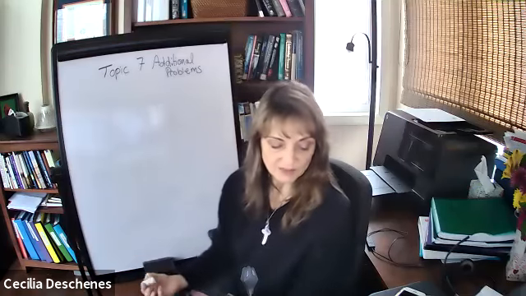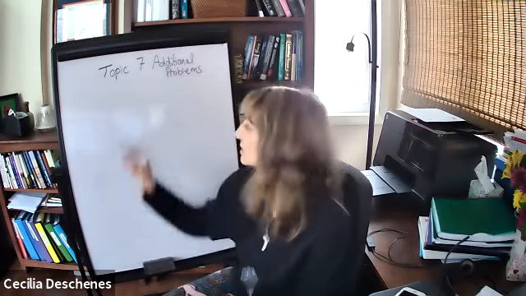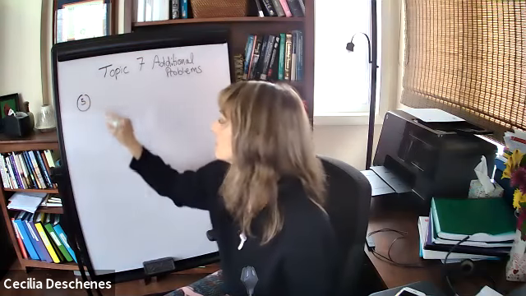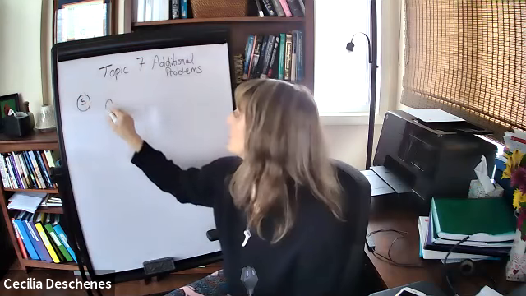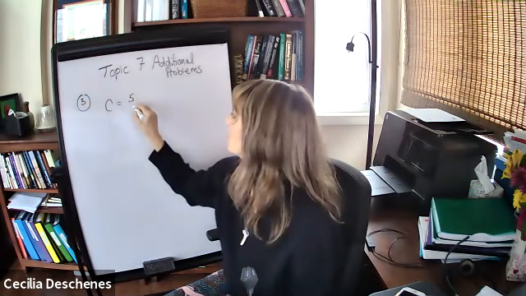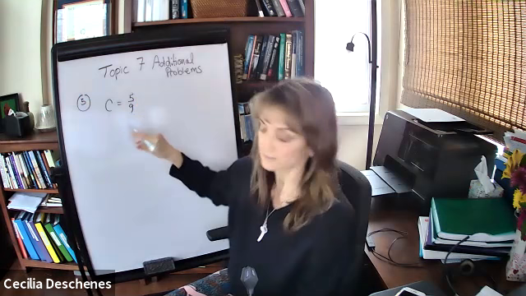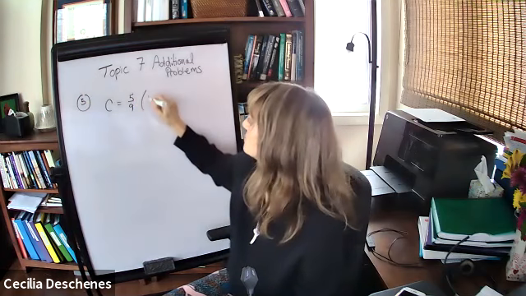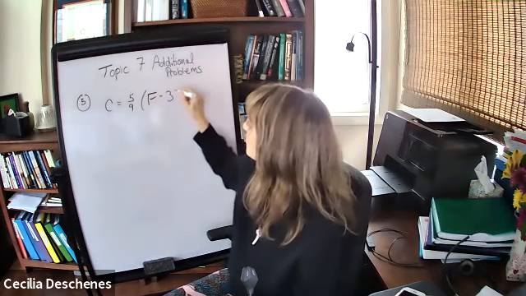Okay, the next problem is our first word problem. This one says that the relationship between Celsius and Fahrenheit temperatures is given by the formula. So let me write this down. C equals 5/9 times Fahrenheit minus 32.